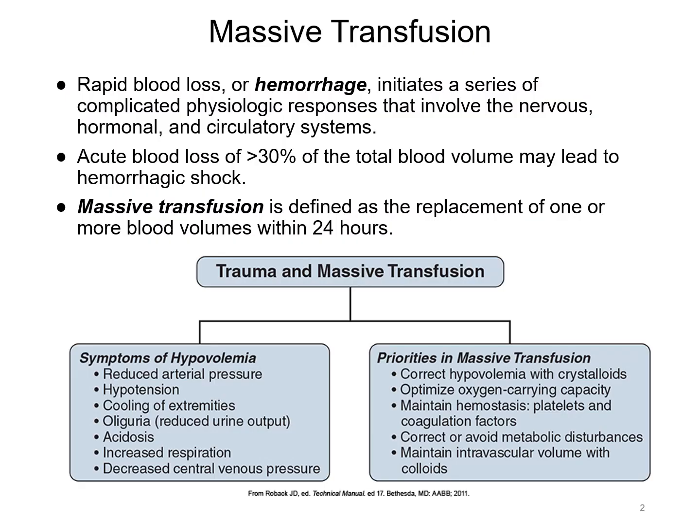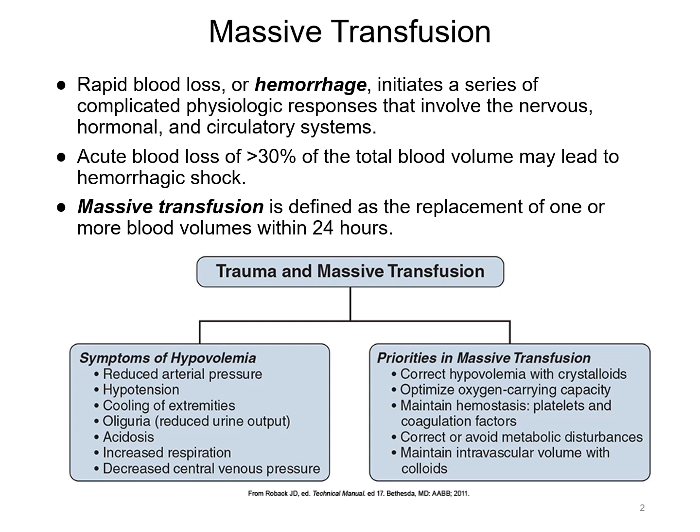Now, one of the things we've previously discussed in other lectures was the need for a massive transfusion. Anytime a patient has a rapid blood loss, that's considered a hemorrhage. This can initiate a series of complicated physiological responses that involves the nervous system, hormonal changes, as well as the circulatory system, including the heart. If you have an acute blood loss of greater than 30% of the total blood volume, this can lead to a hemorrhagic shock.